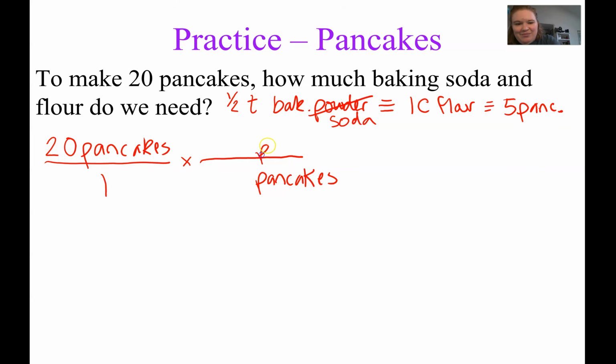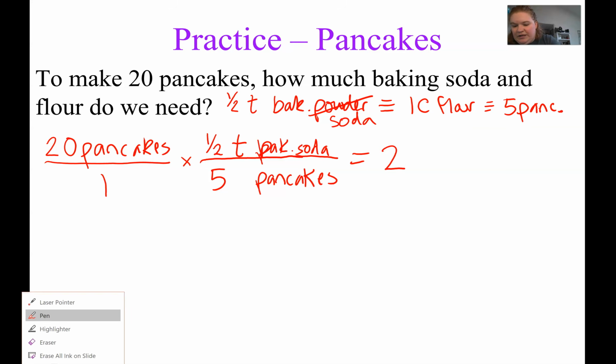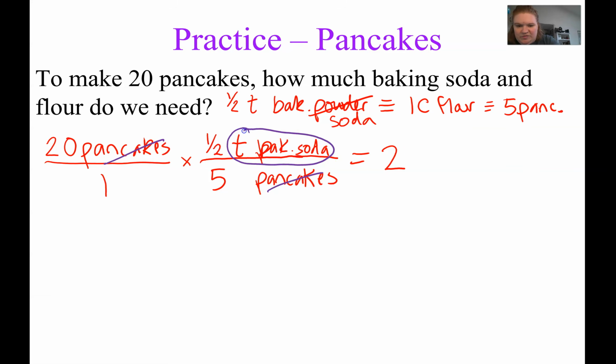I'm going to put baking soda on the top up here. And then we're going to fill in our numbers. It requires 1/2 teaspoon of baking soda for 5 pancakes. So I'm going to grab my calculator. So I'm going to do 20 times 0.5 divided by 5, and I get 2. Now our units for this are a little bit different than what we've been working with because we're left with teaspoons of baking soda.